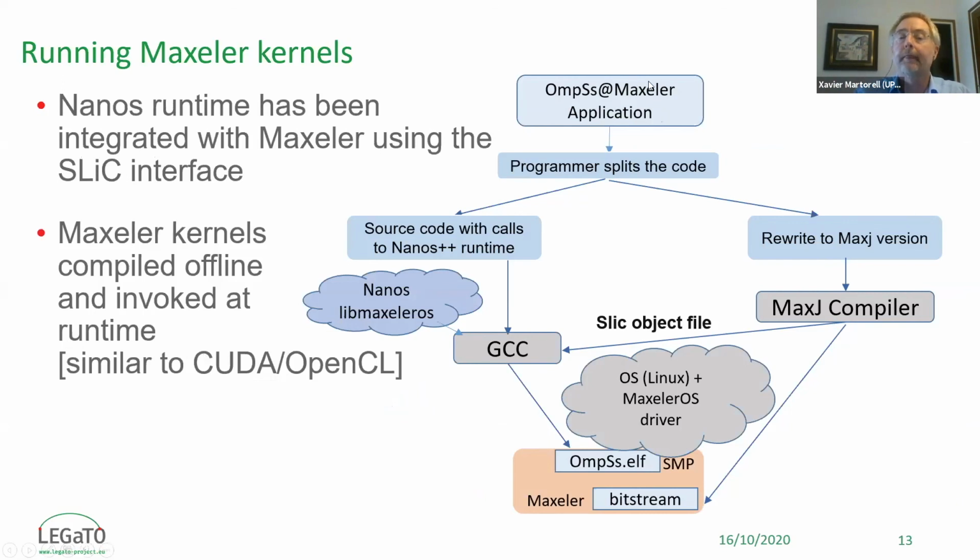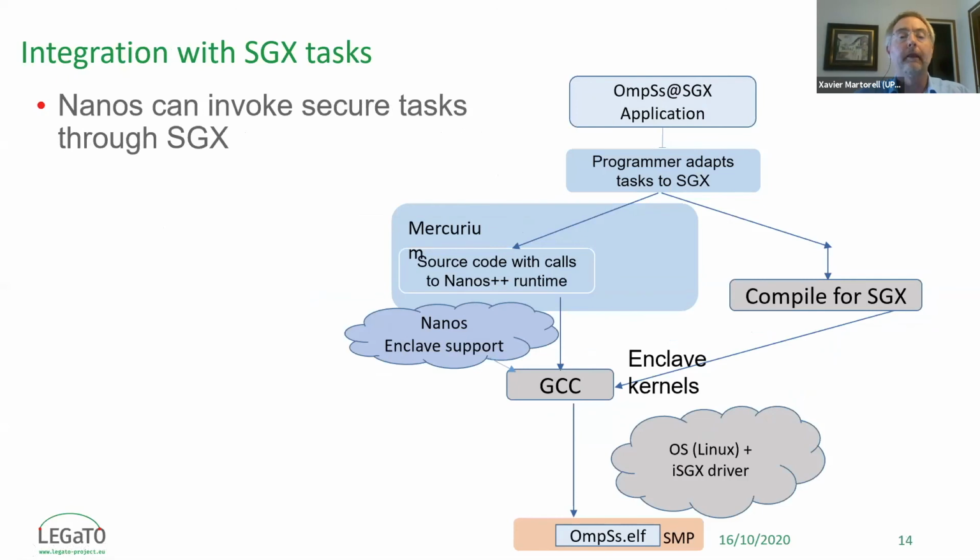Here, the programmer in fact splits the code, because we need to rewrite the kernels in MaxJ in order to be compiled with the MaxJ compiler. But then the integration is very similar also. We have extended OmpSs in order to support the invocation of the MaxJ kernels, okay? And then all this runs on the Maxeler FPGAs. So in that sense, it's very similar also to CUDA and OpenCL.